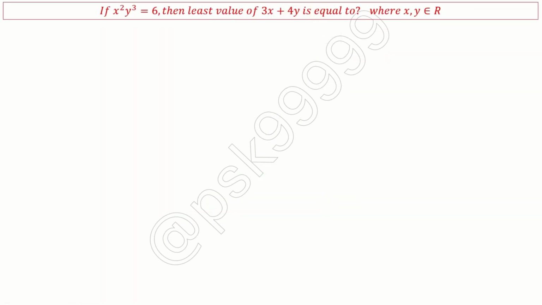If x square into y cube equals 6, then the least value of 3x plus 4y is equal to how much, where x, y are real numbers? This problem can be solved using two methods. One is number theory, where you use the arithmetic mean greater than or equal to geometric mean formula. The second is calculus. You can substitute x square equal to 6 by y cube, make x in terms of y, change 3x plus 4y into a single variable equation, and then apply differentiation to find the maximum and minimum value.